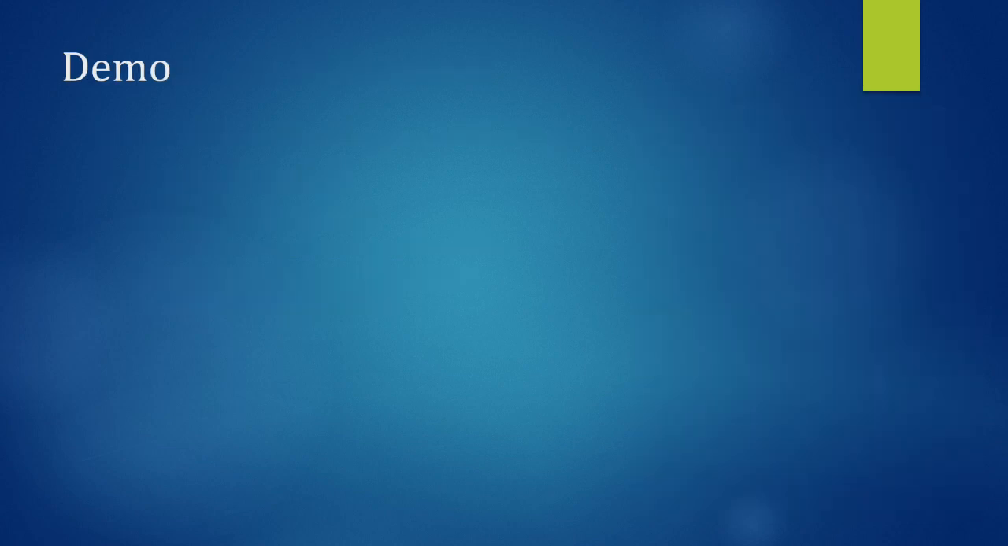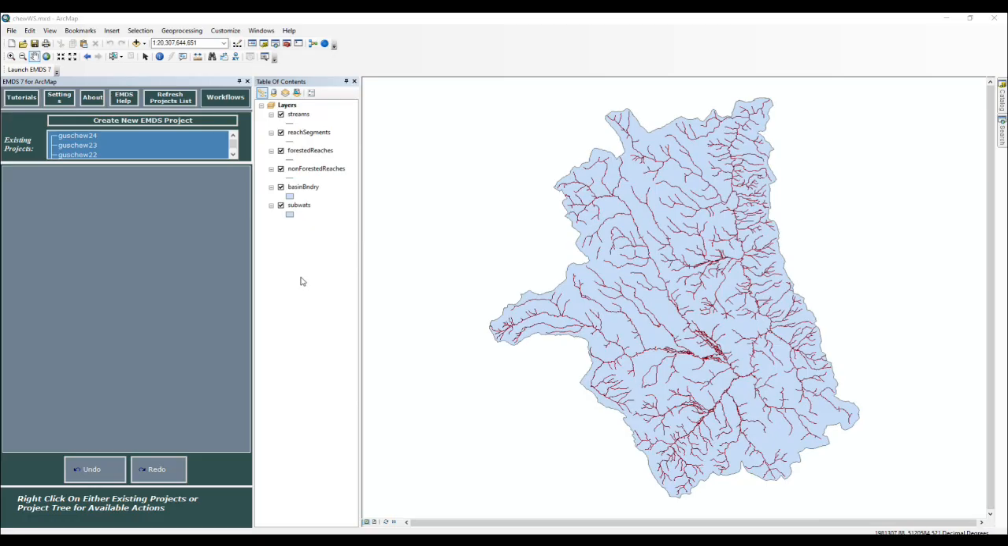As we look at our map inside of ArcMap, we notice that there are several layers which make up our Chewaucan watershed. For our purposes, there are two primary layers needed for the analysis that we are performing: the basin boundaries and the sub-watersheds. To create a new EMDS project, we click here on the Create New EMDS Project button.